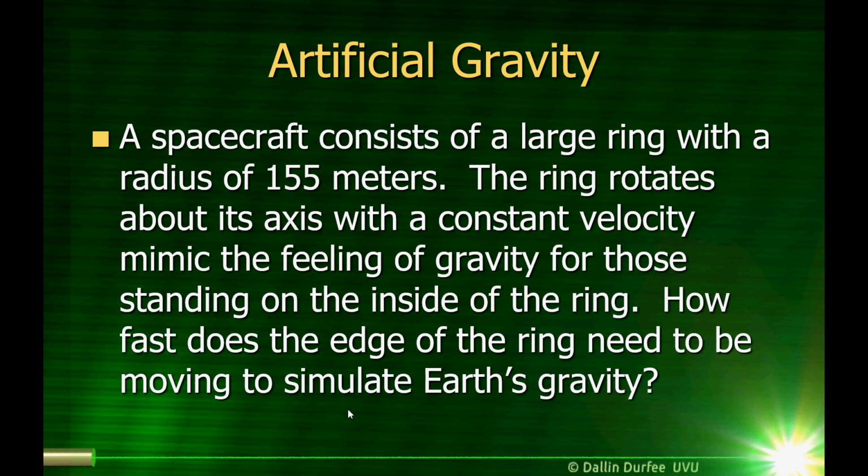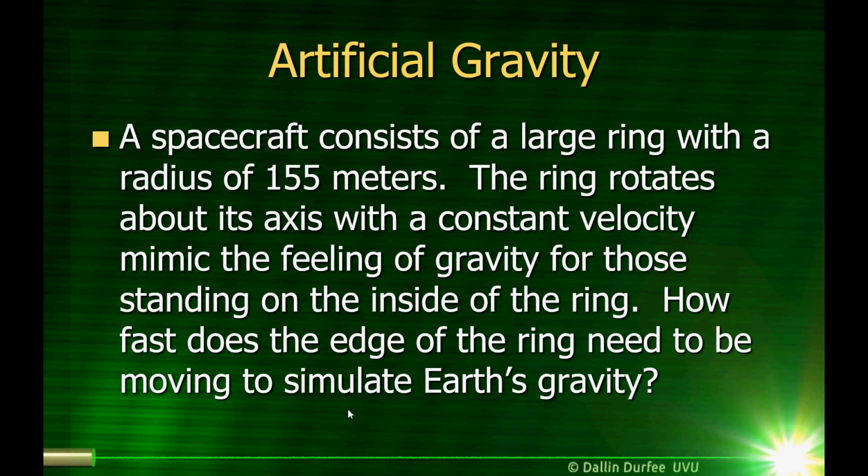Here's another example. A spacecraft consists of a large ring with a radius of 155 meters. The ring rotates about its axis with a constant velocity to mimic the feeling of gravity for those standing on the inside of the ring. How fast does the edge of the ring need to be moving to simulate Earth's gravity?